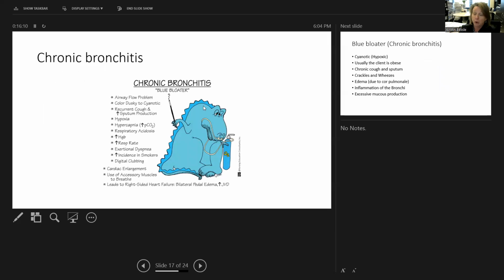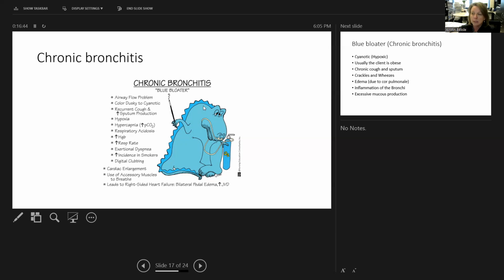Here's our blue bloater, chronic bronchitis. You're going to have, it breaks it down there. They're dusky because they're cyanotic. They're going to have an increase in hemoglobin. And the reason why is because they're severely hypoxic. They have severe hypoxia. They're also hypercapnic, meaning they have a high CO2 level. And because of this, the body's like, we need more red blood cells. We need more cells to carry oxygen around. So they're going to produce more red blood cells, causing an increase in your hemoglobin. You're going to have an increased respiratory rate, of course, and they can have clubbing.